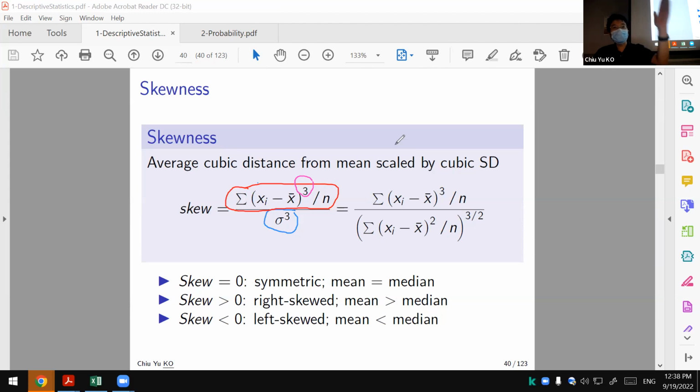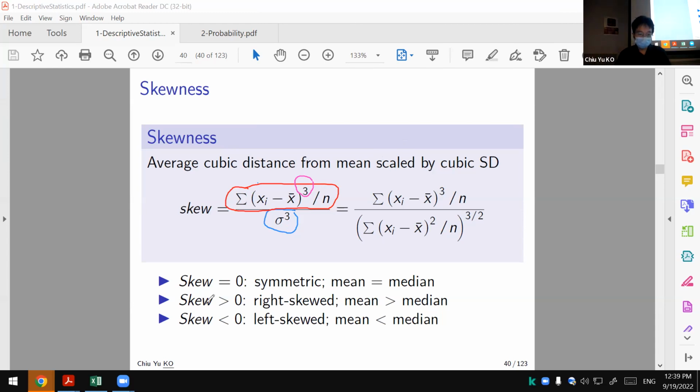Just to remind you that the mean is exactly in the middle in terms of distance, right? So the cubic must be talking about extreme values, large and away from the mean, right? Because the mean is exactly in the middle, when we raise to the power 3 and it's not 0, it means that it must be the case that some values are deep away from the mean, okay?